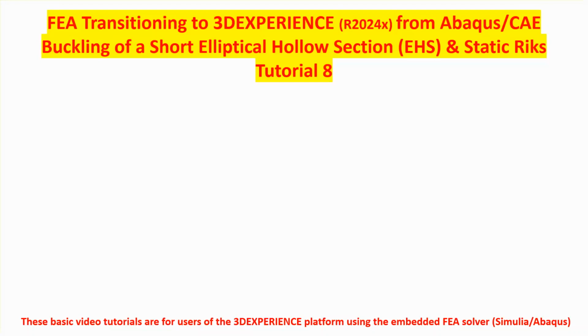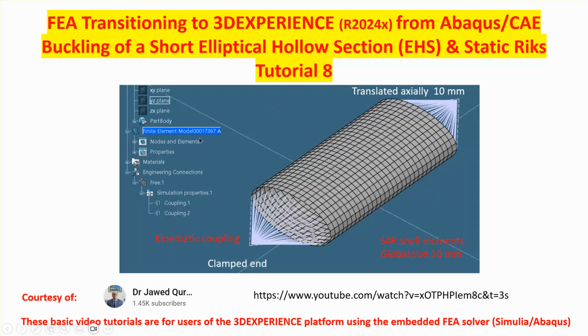The current problem is called the buckling of a short elliptical hollow section, and I'm going to use the Riks method. This particular problem is given by the geometry here. In fact, it's done on YouTube by this fellow YouTuber, a professor in England, and it is an elliptical hollow section, as you can see, and one end of it is clamped and the other end is translated axially by 10 millimeter.